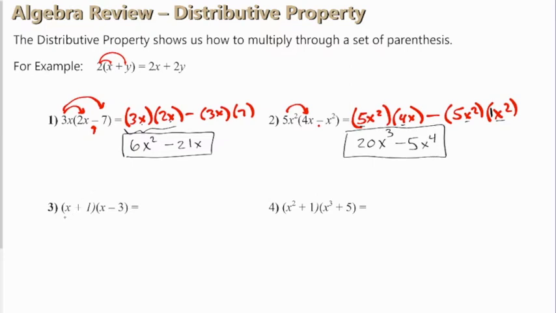So this next one, we have what are called multiplying binomials together. Binomial means you have a two-term expression. So now we have two binomials.